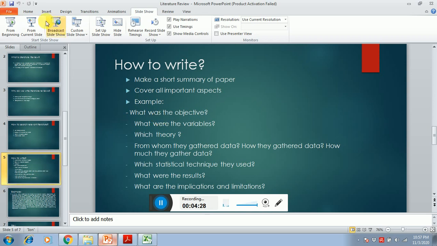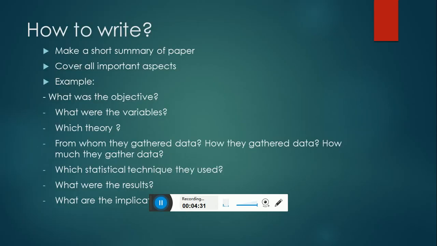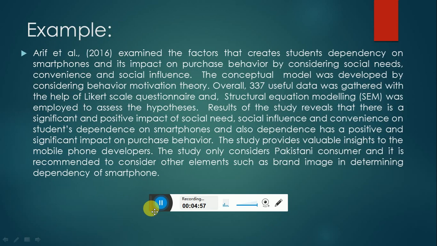After this you have to see how to convert that particular Excel sheet into a proper literature review format. What you have to write in a literature review, basically, is a short summary of a paper. You have to cover all important aspects, such as what the objective was, what the variables were, which theory, from whom they gathered data, how they gathered data, how much data they gathered, what statistical technique they used, what the results were, and what the implications are.